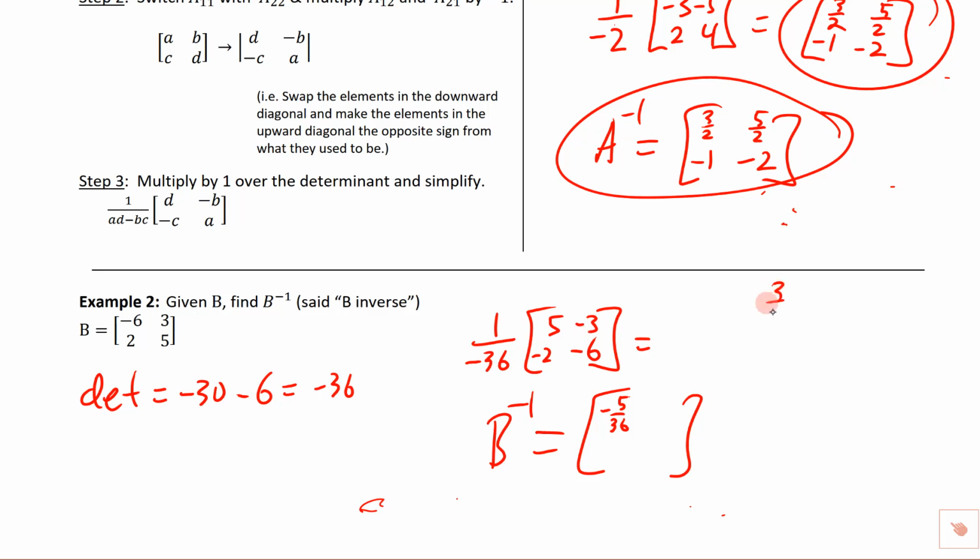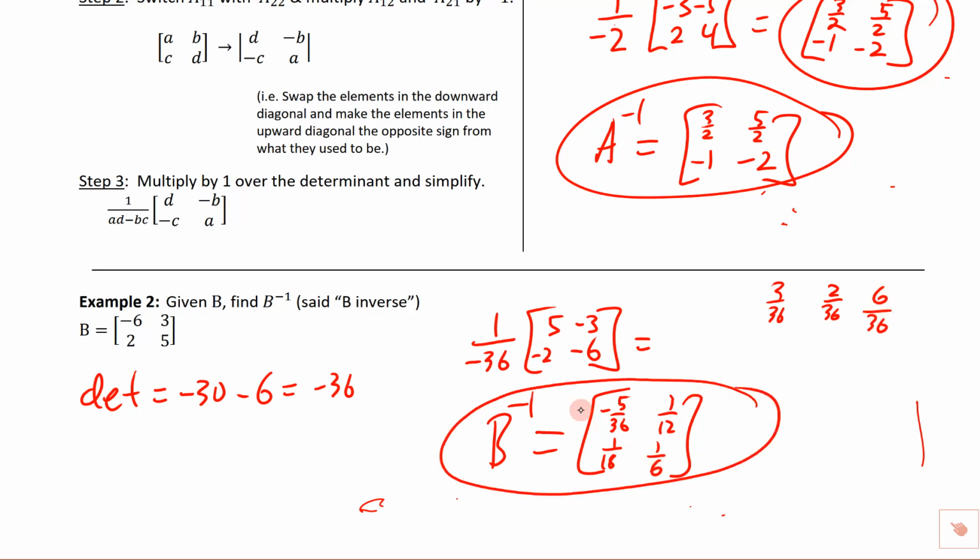So we've got a 3 over 36. We can reduce that. 3 goes in there once, 3 goes in there 12 times, so that one's not too bad. The next one, we're going to have a positive, so this is going to be a 2 over 36. I'd get 1/18. And then the last one, we're going to have a 6 over 36. This is going to be 1/6. So this right here is the answer to example 2. That is B inverse. If this is B, that's B inverse.